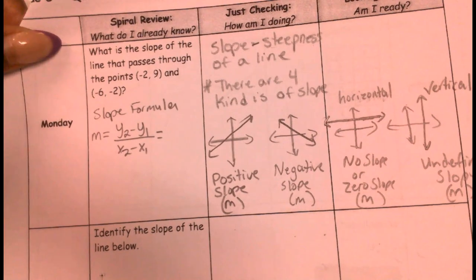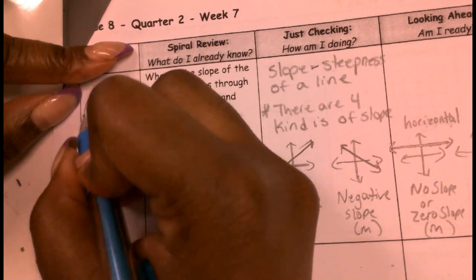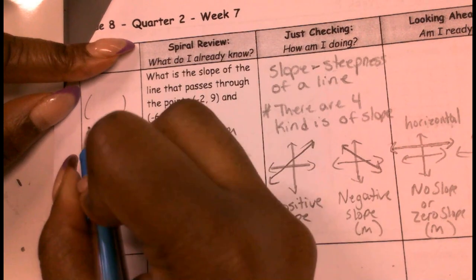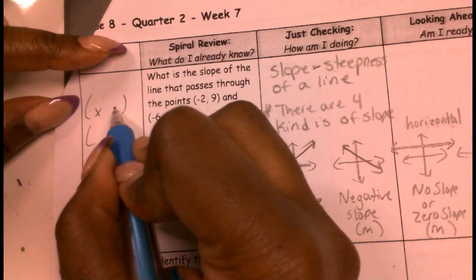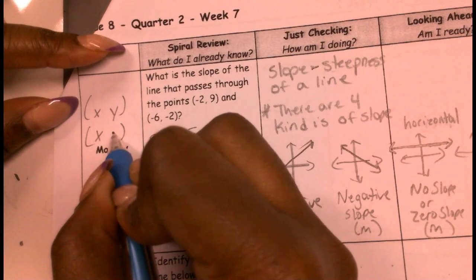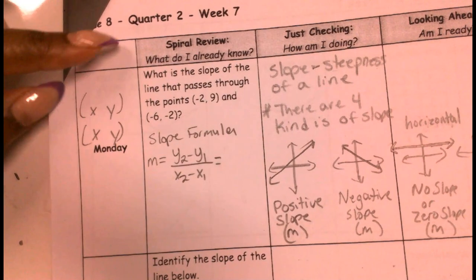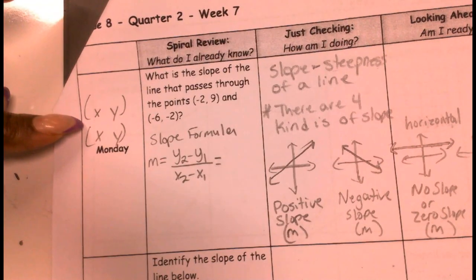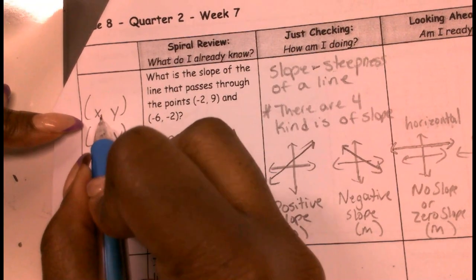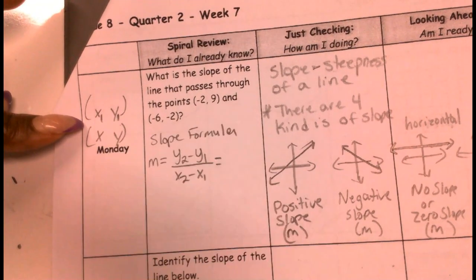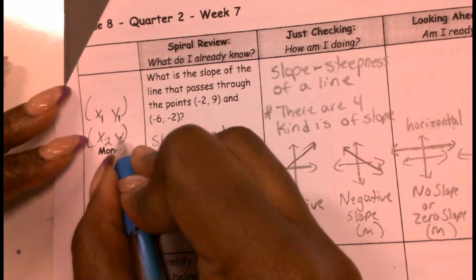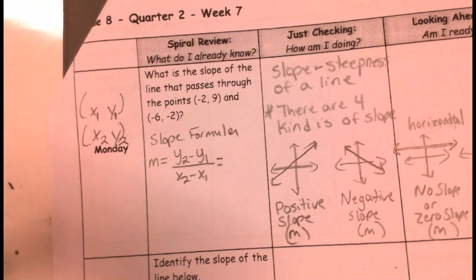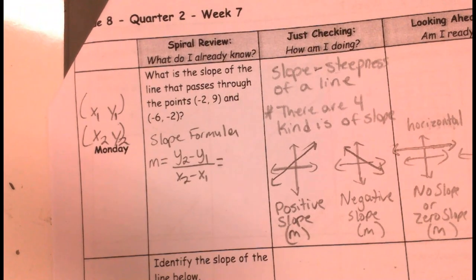Remember, we have two ordered pairs. Which are two ordered pairs? You have an x-coordinate and a y-coordinate. With the first ordered pair, it's the first point, so you're going to label it as x1, y1. The second ordered pair is going to be labeled x2, y2. That's where you get your numbers from in the formula.